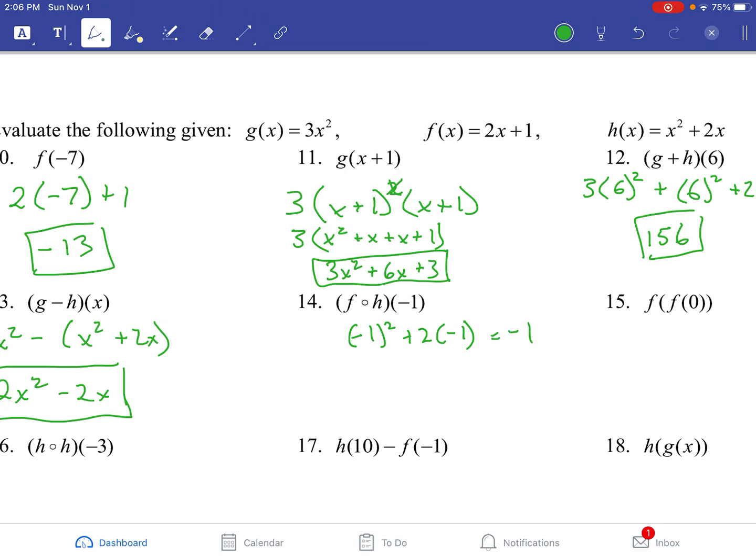All right, so now we're going to put that value into the f function. So we have 2 times negative 1 plus 1. It's going to be negative 1 again.